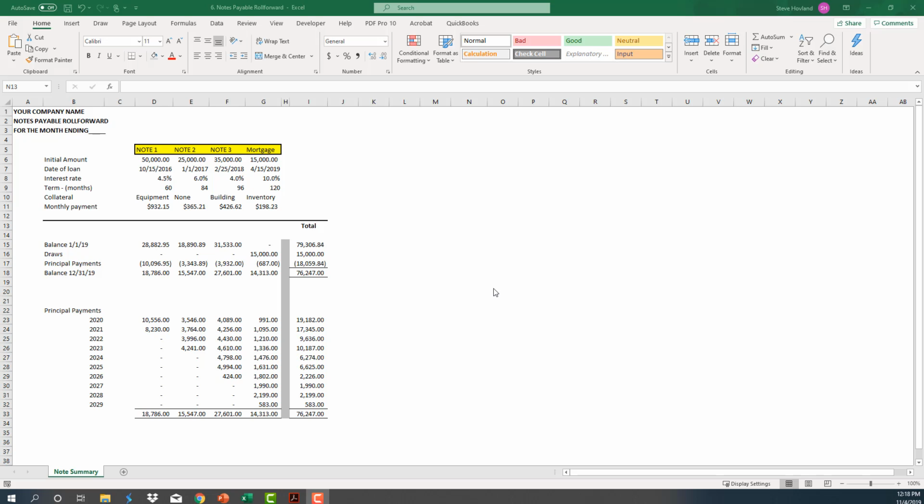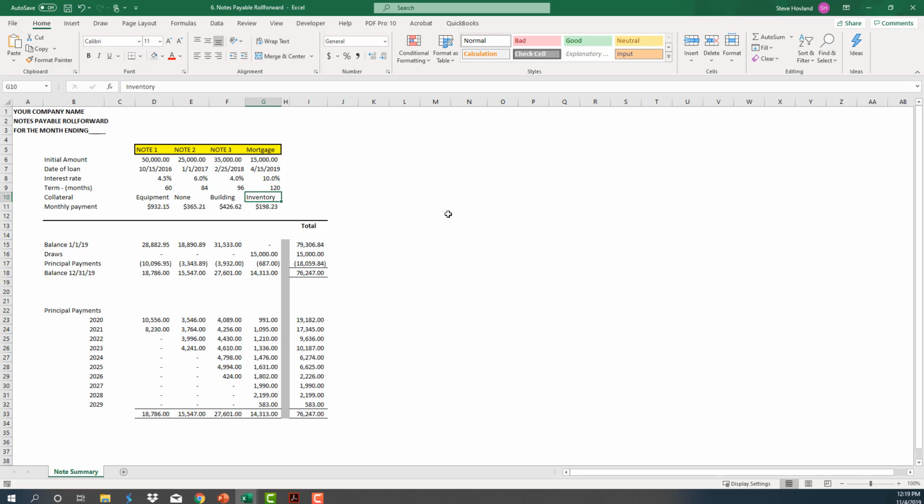So in this particular situation, at the top part of the schedule that you build, you want to have all your notes. If you have a car loan for Chevy, a car loan for Ford, a note payable for equipment, whatever, you want to break each one of those out. Then you want to make sure you indicate what the initial loan amount was, date of loan, interest rate, terms, and very important, collateral. What is collateralized against this note? As you can see here, I said this one was equipment, this was none, so it's uncollateralized, building, and inventory.